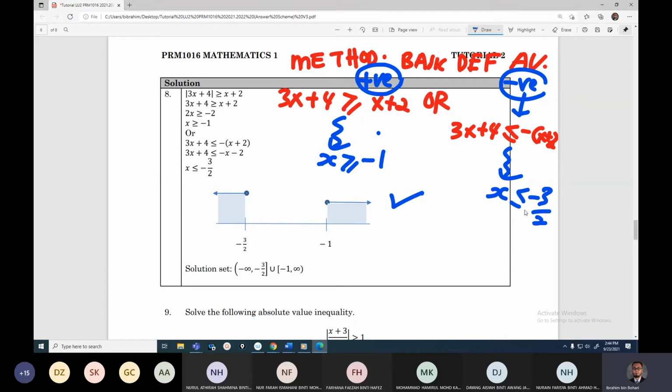The first one here is less than or equal to negative 3/2. So you draw here. And the second set is greater than or equal to negative 1. And then the solution from the left: negative infinity to negative 3/2 using the semi-open bracket, union negative 1 to positive infinity. Okay, and then the operator here, operator "or", which is union. So here you put the union.